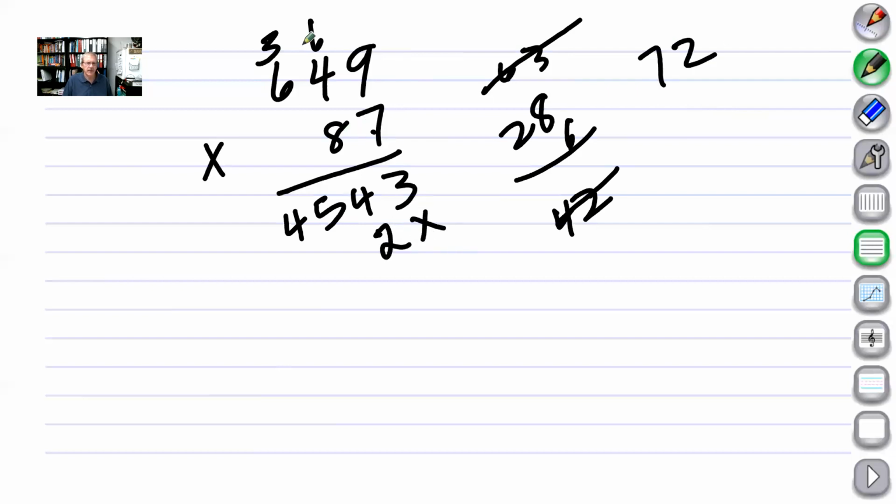Put the 2 there, carry the 7. I never did know what to do with those numbers. I guess you had to erase them out. 8 times 4, 32, and 7. That'd be 39. Carry the 3. Finally, 48 and the 3 makes 51.